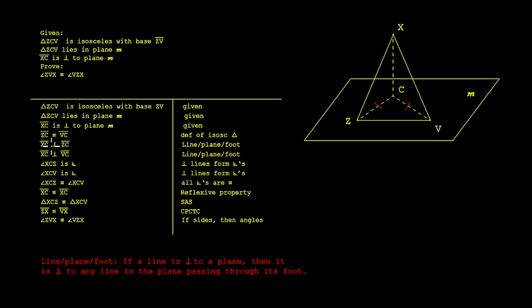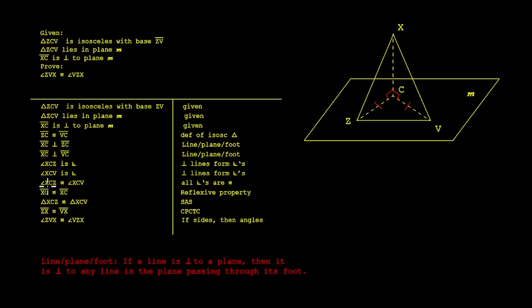Next, XC is perpendicular to ZC, and XC is perpendicular to VC, both line plane foot. If a line is perpendicular to a plane, then it is perpendicular to any line in the plane passing through its foot. So XC is perpendicular to plane M, so therefore it is perpendicular to these two line segments. From there, angle XCZ is a right angle, and angle XCV is a right angle. Perpendicular lines form right angles. Therefore, these two angles over here are right angles.